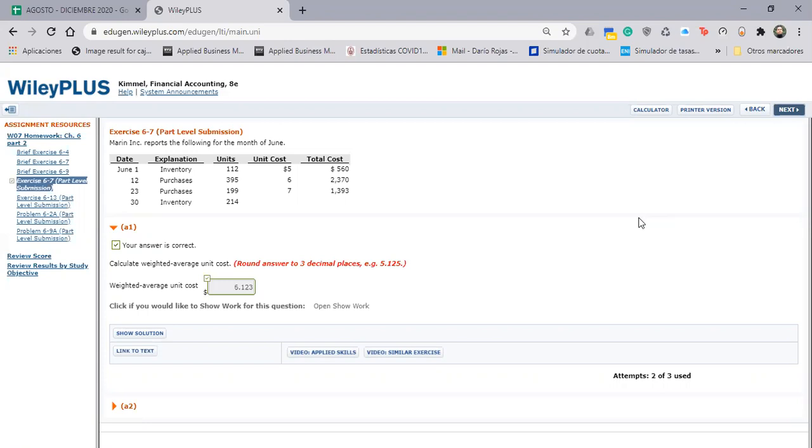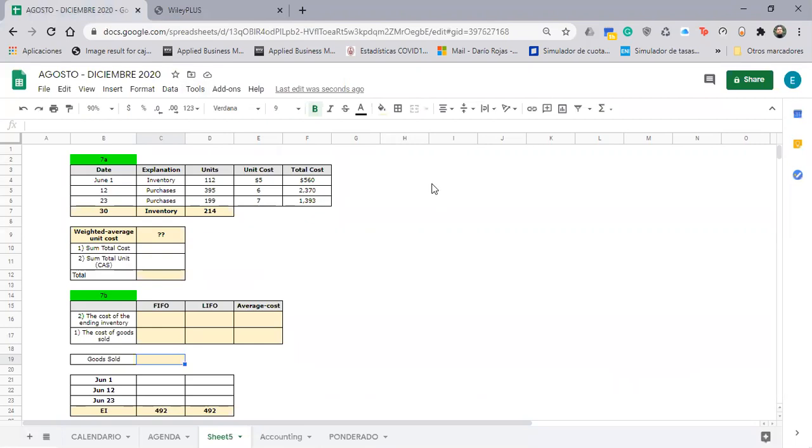On this opportunity, I'm going to explain exercise number 7 from the homework of chapter 6, part 2. The first exercise is asking about the weighted average unit cost from the Marek Inc. report about the inventory from the month of June. I copied the information from this table in this Excel tab so we can explain it and learn it better. In order to know the amount of the weighted average unit cost, we need to follow two steps.